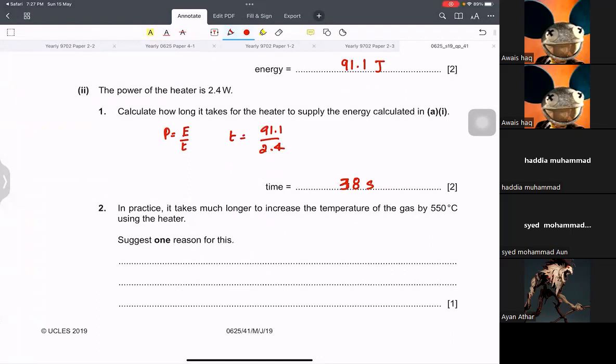One of the reasons why this happens is because some thermal energy also goes into the surroundings.